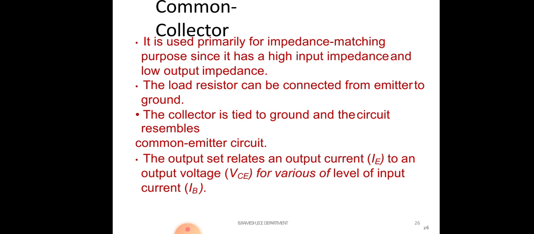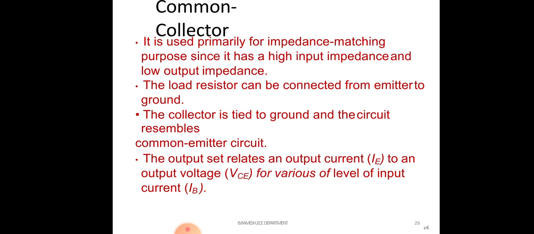The common collector configuration is mainly used for impedance matching purposes. In a common collector configuration, the current gain is highest and the voltage gain is less than unity. It is used primarily for impedance matching. Since it has high input impedance and low output impedance, the load resistor can be connected from the emitter to ground. The collector is tied to ground, and the circuit resembles the common emitter circuit.